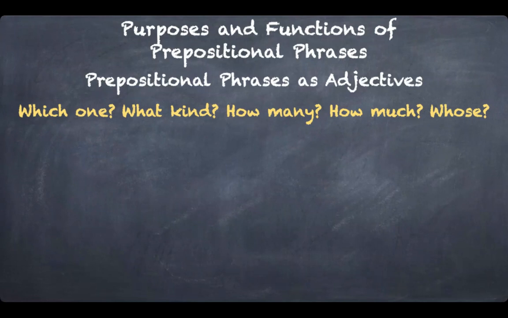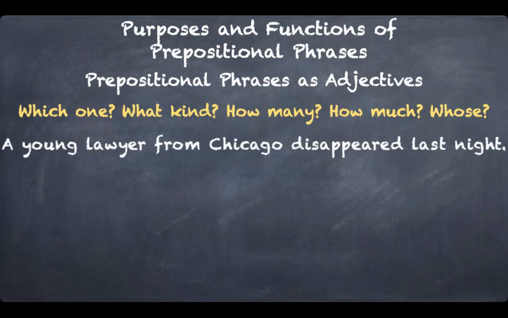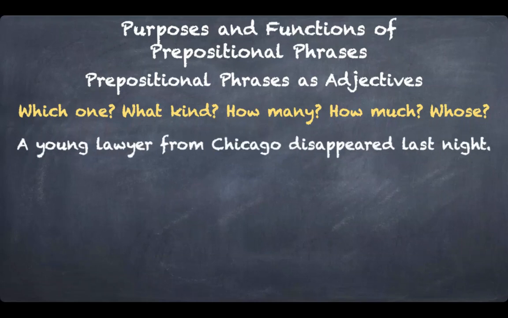Let's use an example to illustrate this. A young lawyer from Chicago disappeared last night. In this sentence, the prepositional phrase from Chicago is describing the subject lawyer. Which lawyer? The one from Chicago.